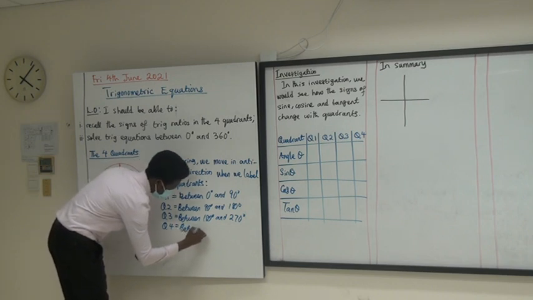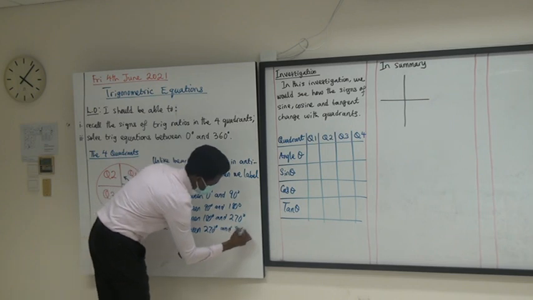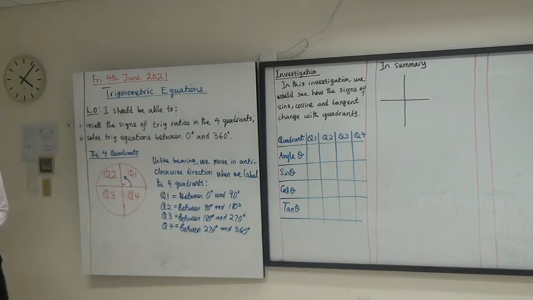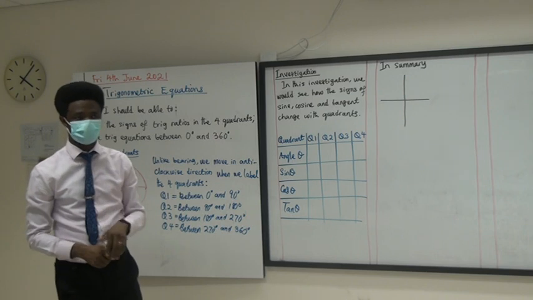Between 270 to 360 degrees. Good. Those are the 4 quadrants and how we label them in trigonometry. Okay? Now we're going to focus on this investigation now because I need us to get something.